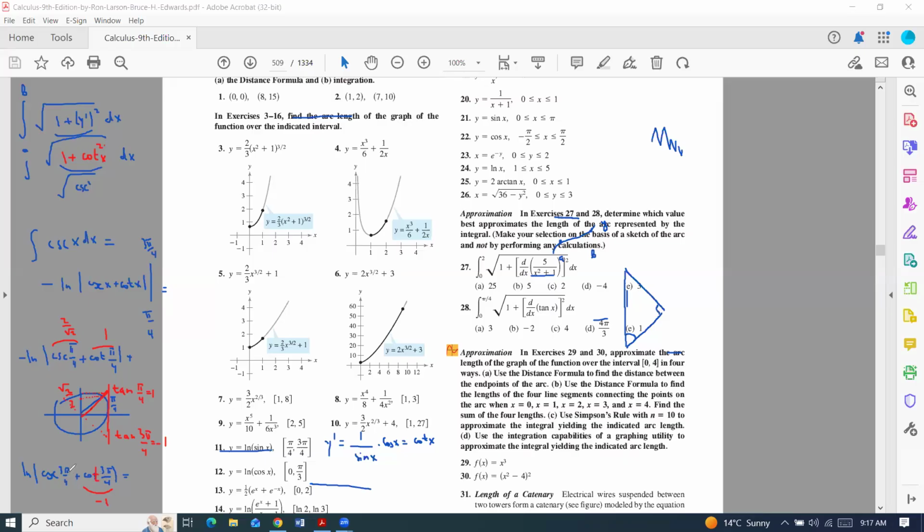And what about the cosecant of this? 1 over sine. Well, sine of 3 pi over 4 is still its y coordinate, and it's the same. So the same means it is square root 2 over 2, but reciprocated, which is 2 over square root of 2.